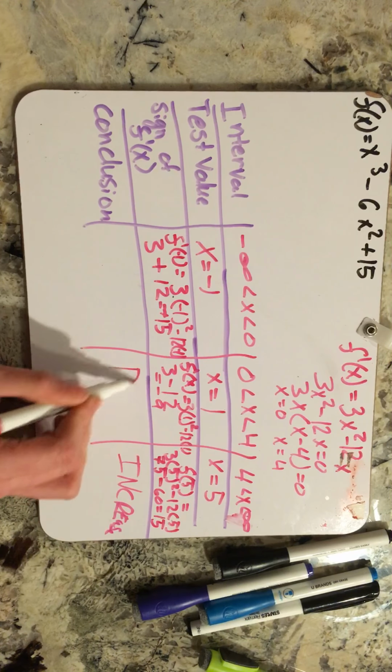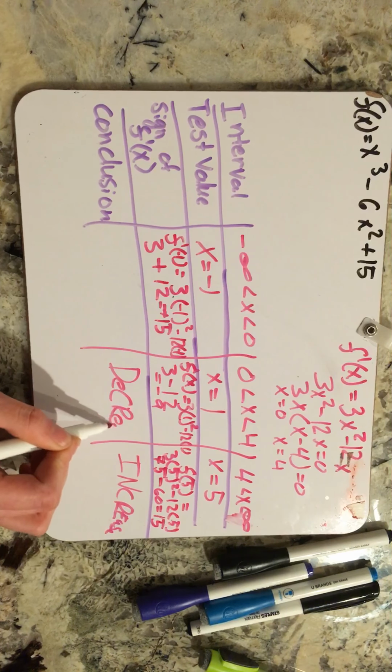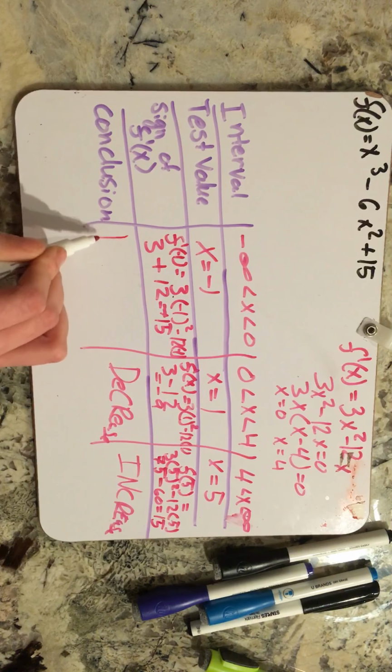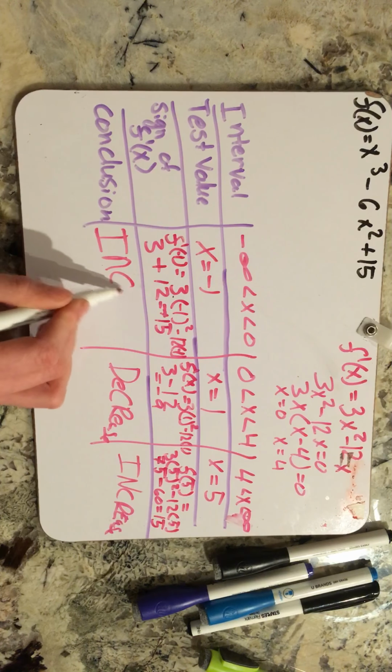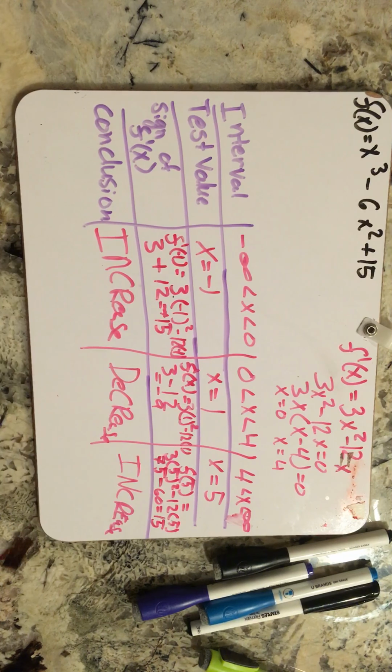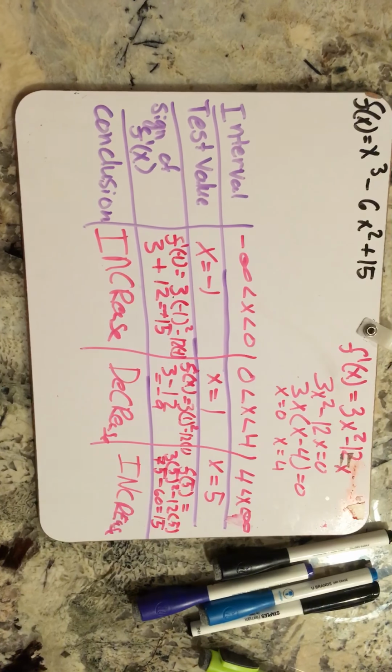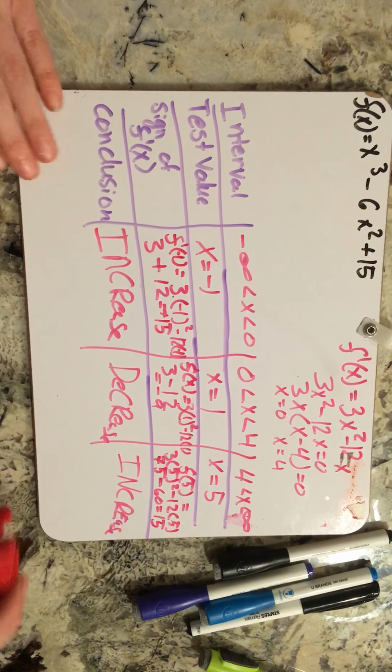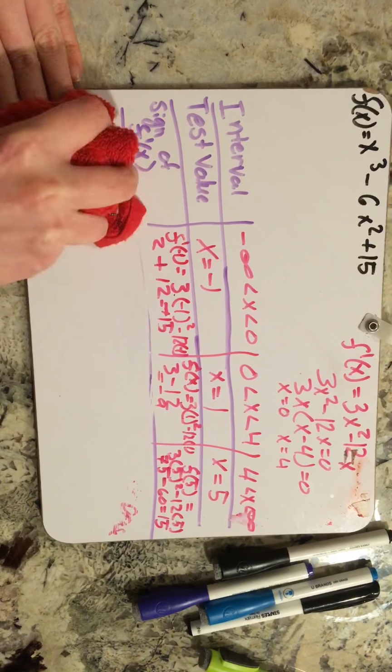This one's negative, so it decreases. This one's positive, it increases. So remember, this is the slope of your tangent line. You're looking at that point in your interval. And next we have to find our minimum and maximum points. To do that, we are just looking at our critical values and we plug them into our original equation. So let's do that really quickly.